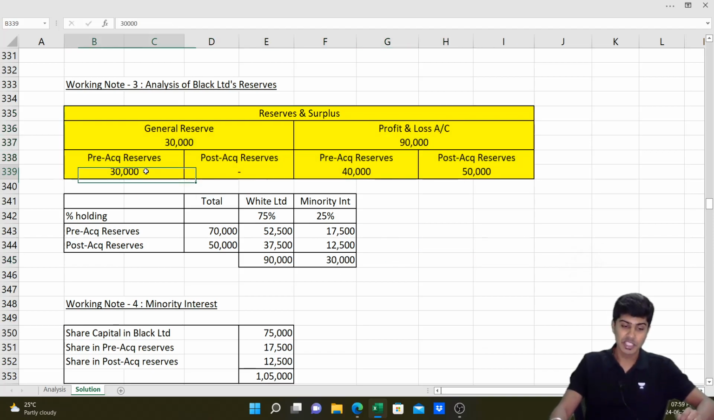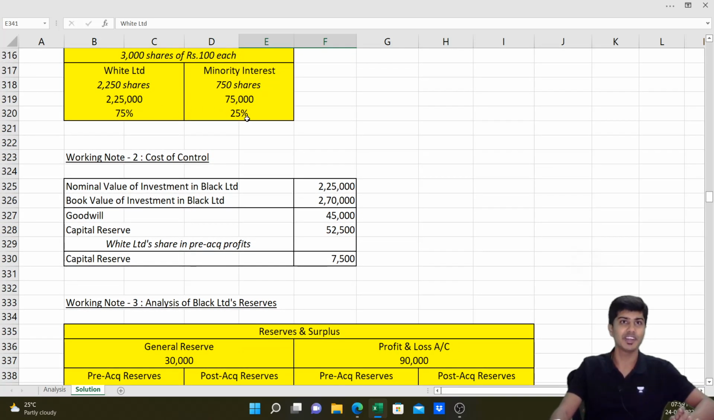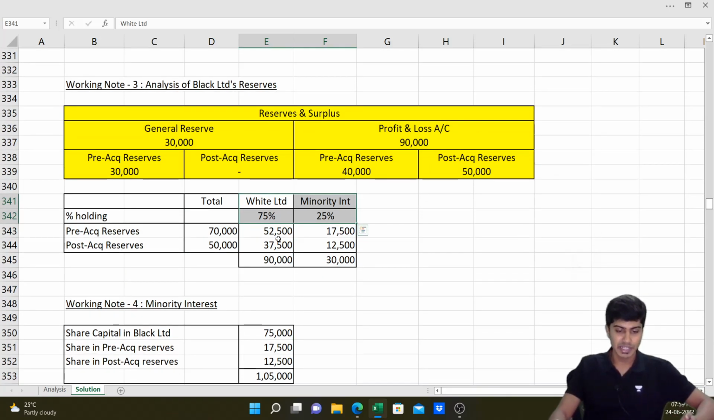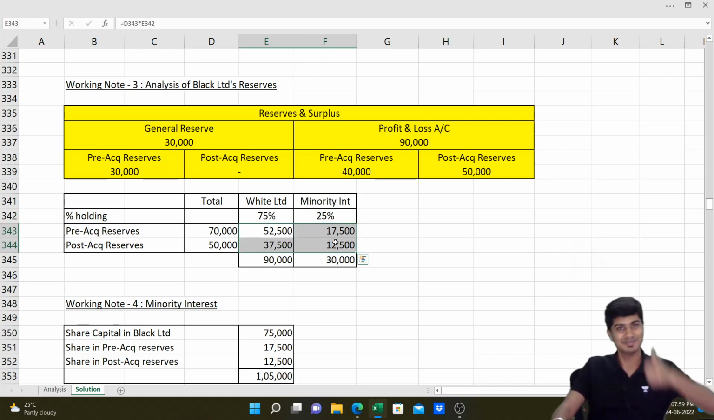Now, this pre-acquisition of 30 and pre-acquisition of 40, together I can say pre-acquisition reserve is 70. Post-acquisition of 0, post-acquisition of 50, together I can say post-acquisition is 50. This will be split between holding and minority in 75% 25% ratio, what we arrived at here, 75 and 25. When I split that, I would get 52,500, 17,500, 37,500 and 12,500. So now I'll take the totals.